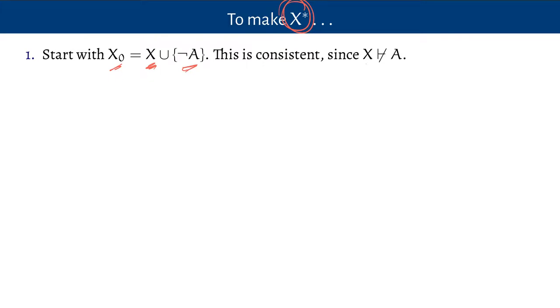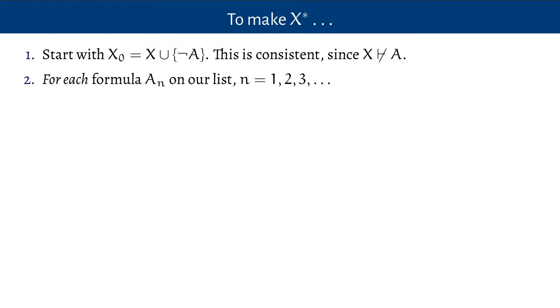And we know that that's consistent already because X can't prove A. So that's set X0. Now, we're going to consider each formula on our list, AN, where N is 1, 2, 3, 4, any number I like. And every formula is going to be considered one by one.